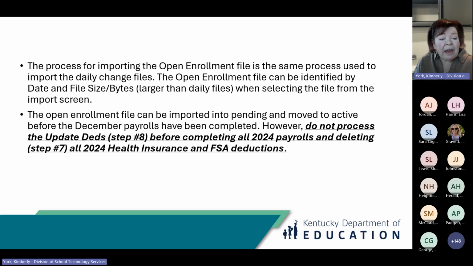So the open enrollment file can be imported into pending and moved to active before the December payrolls have been completed. But again, do not process the update deduction step before completing all 2024 payrolls and deleting all 2024 health insurance and FSA deductions. We'll talk about that.